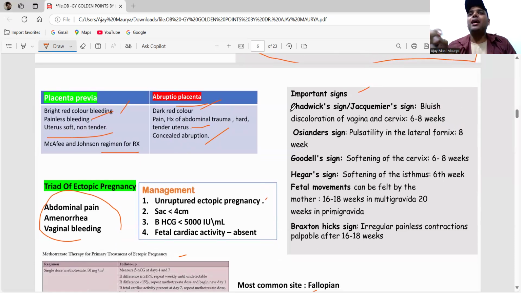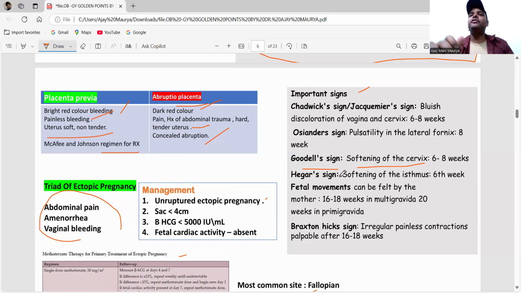Also, guys, you can see here the important signs. The Chadwick or Jacquemier sign is a bluish discoloration of the vagina and cervix at 6 to 8 weeks. Osiander sign is pulsatility in the lateral fornix, seen at 8 weeks. Goodell sign is softening of the cervix at 6 to 8 weeks. Hegar sign is softening of the isthmus at the 6th week.